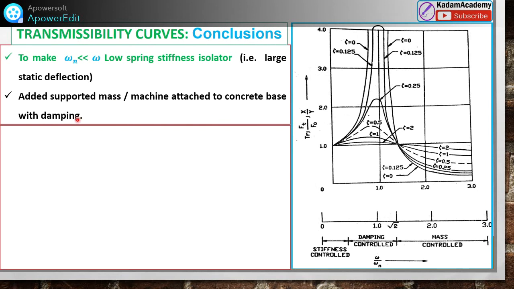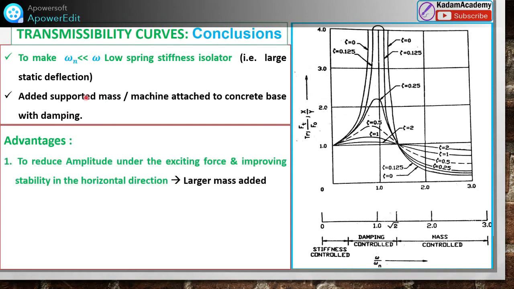Some masses we have to add, or that machine we have to connect with the concrete base with damping. For the machine which is vibrating, we add more masses, or the machine is attached to the concrete base with damping. So it will reduce the value of the natural frequency, so that even though the exciting force frequency is greater, it is not harmful.